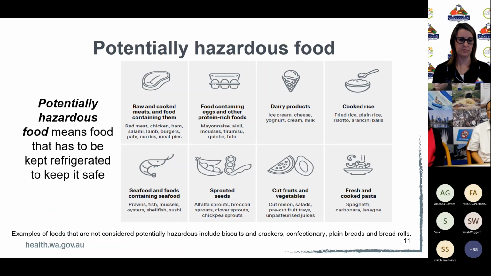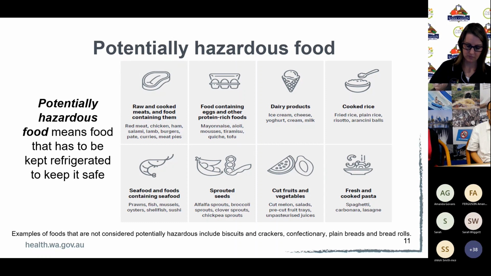essentially it's high risk food. So I've got here some examples of what these foods are. They're foods that need to be kept refrigerated to keep them safe. So the majority of your cooked meals would contain or be potentially hazardous foods, so high risk. So things that you may be making, things such as sandwiches, sushi, pasta meals, salads, or peeled and cut fruit.